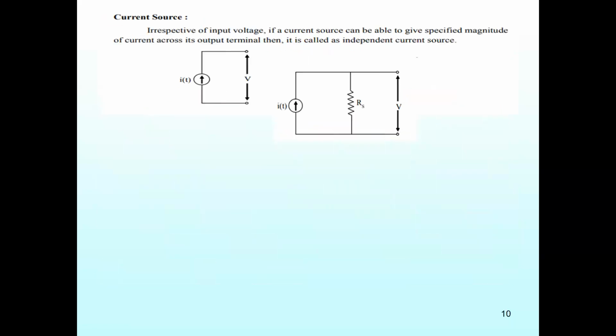And the second one is the current source. The first diagram shows the ideal current source. The second one is the practical current source. In an ideal current source, the input current I equals the output current I. But in the case of a practical current source, the input current I is not equal to the output current I. Also, the internal resistance Rs is present in the current source. That is, a current source in parallel with the internal resistance is called a practical current source. So the second diagram is the practical current source diagram.